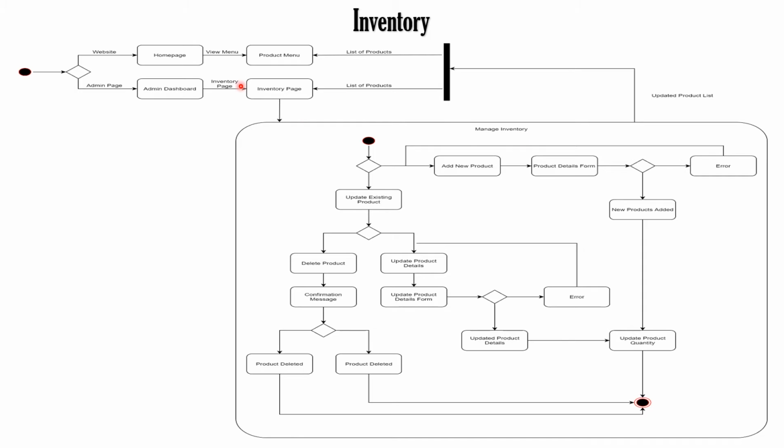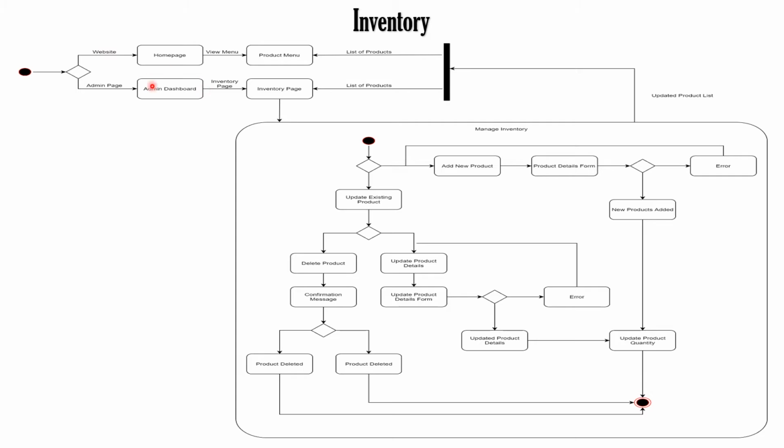The next one is the inventory state chart diagram, and this one is more detailed for the inventory. Here you can see two parts. One is for the website, another is for the admin page. The website is for the customer, while the other one is for the admin. For the customer, it starts at the homepage and views the product menu, and the product menu will fetch from the database of the Behomoto application. Then it will show the list of items added inside the database of the Behomoto application.